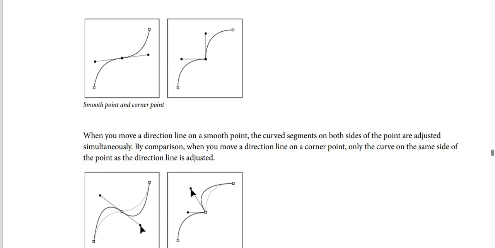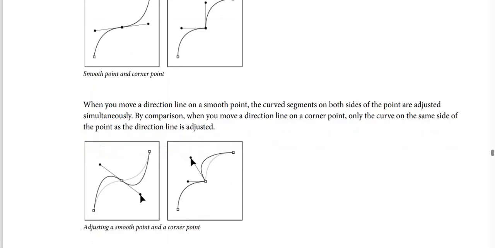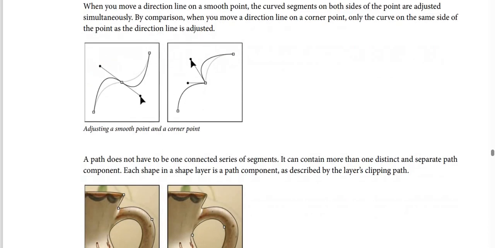When you move a direction line on a smooth point, the curved segments on both sides of the point are adjusted simultaneously. When you move a direction line on a corner point, only the curve on the same side of the point as the direction line is adjusted. Like the next screenshot again, adjusting a smooth point and a corner point here now.